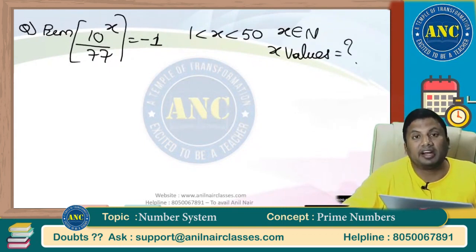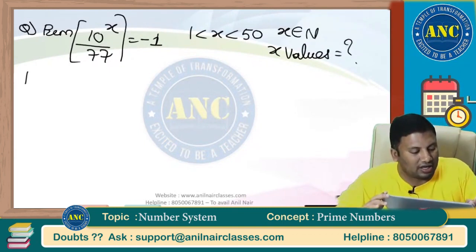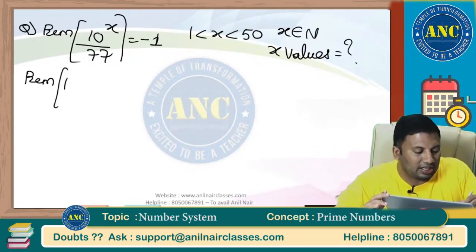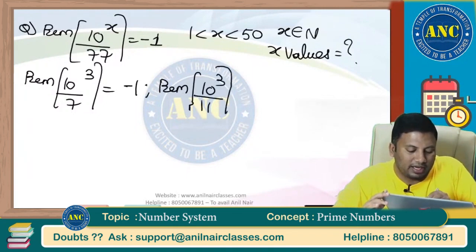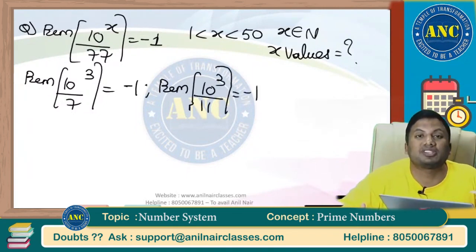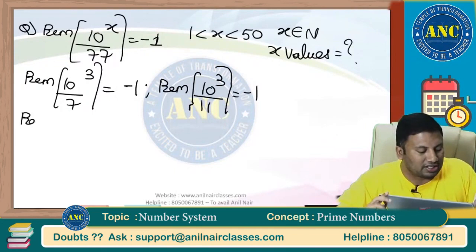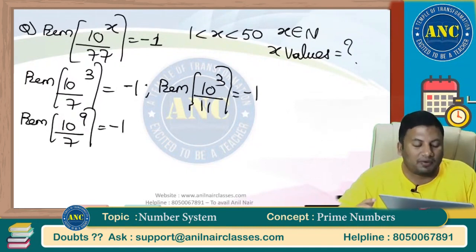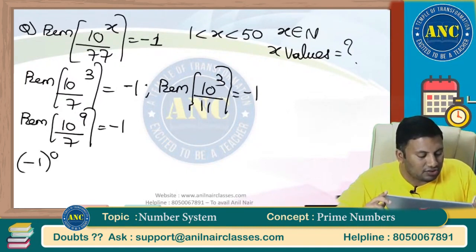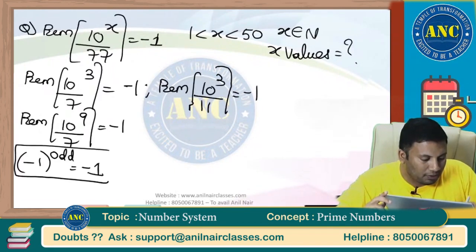10 power x divided by 77 is minus 1. Just now we discussed 10 cube divided by 7 is minus 1, and 10 cube divided by 11 is minus 1. Next, 10 power 6 will become plus 1. So the next is 10 power 9 divided by 7, which is minus 1. Minus 1 power odd number can only give you minus 1. I hope you are all there with me.